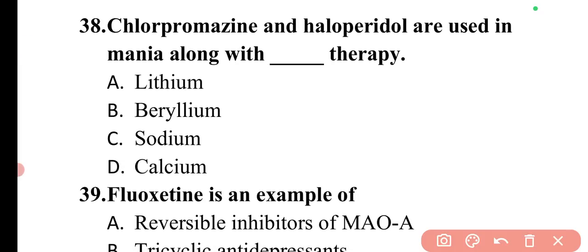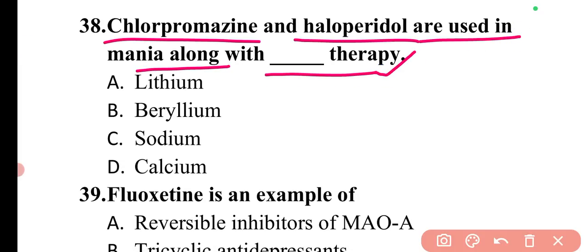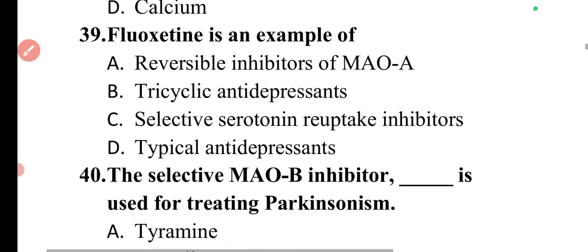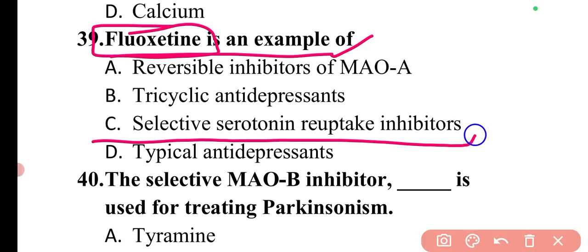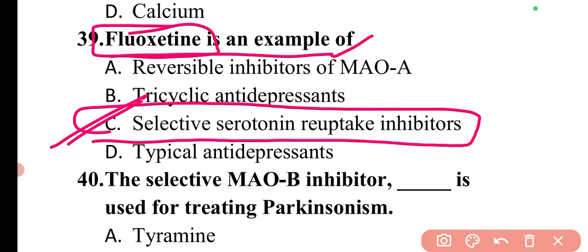Next question is, chlorpromazine and haloperidol are used in mania along with dash therapy. So chlorpromazine and haloperidol, these are the anti-manic drugs, and these are given along with lithium therapy. So here option A will be the correct answer. Then next question is, fluoxetine is an example of. So fluoxetine, this drug is also asked multiple times. So it is an example of selective serotonin reuptake inhibitors. So here option C is correct.